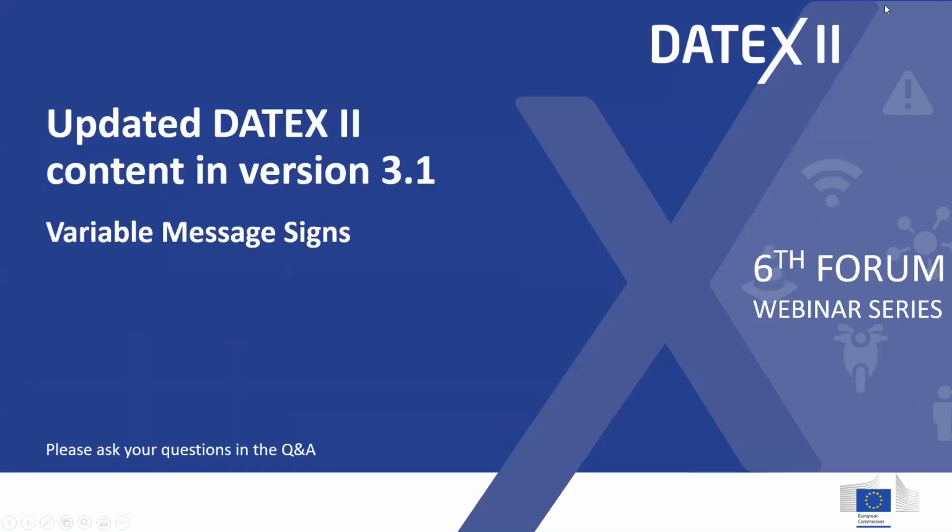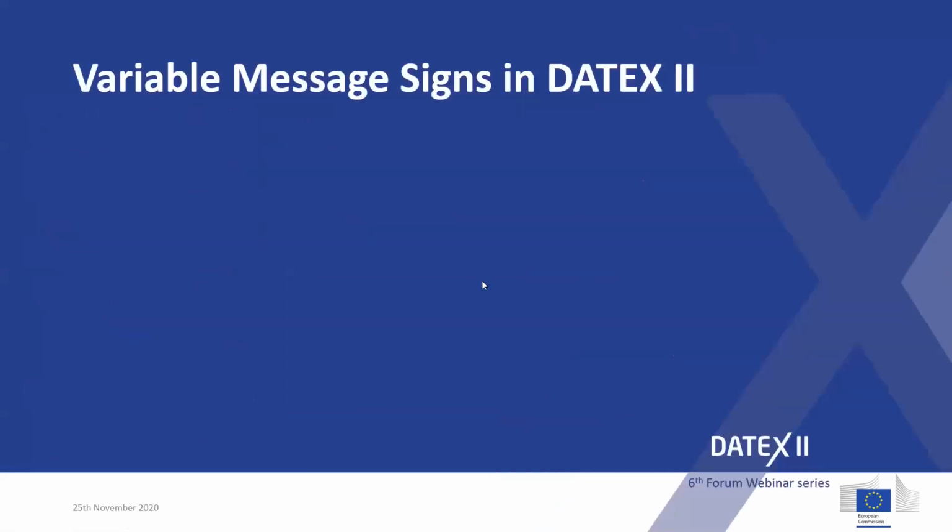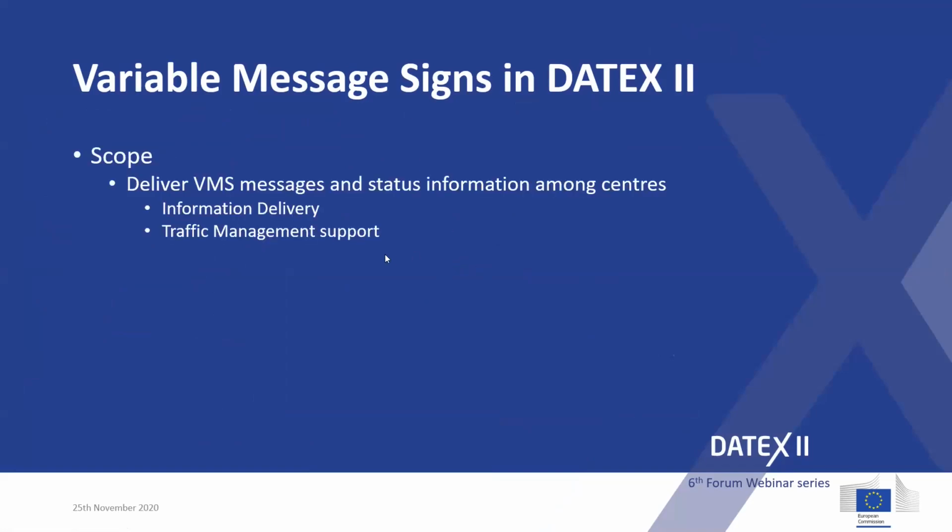So this is about VMS, variable message sign. The publication of variable message sign through DATEX 2 aims to deliver information. The scope of VMS message information delivery may be to deliver VMS messages and status information among centers, for information delivery and also for traffic management function support.